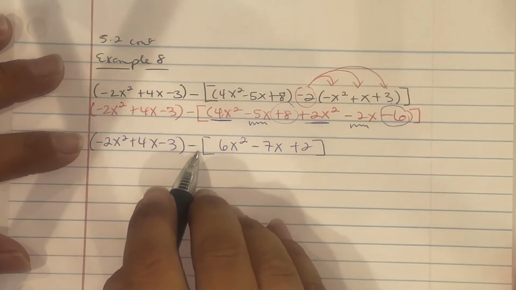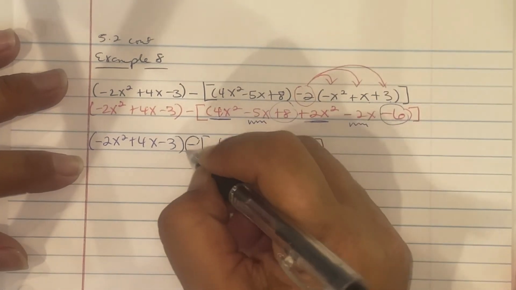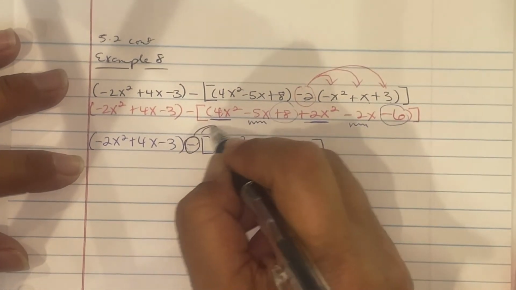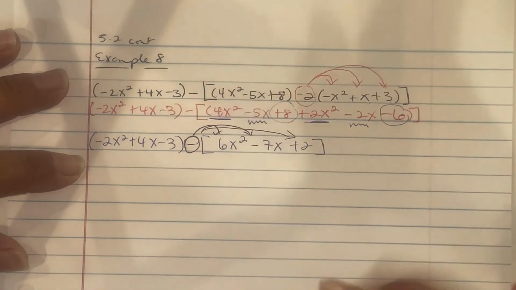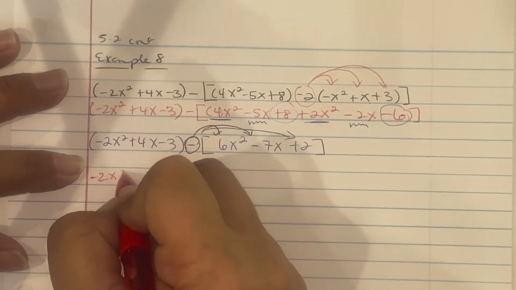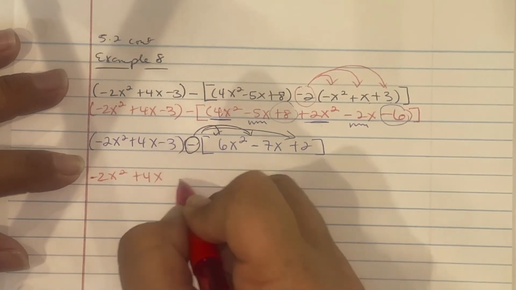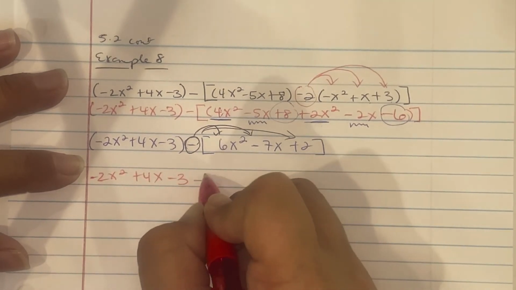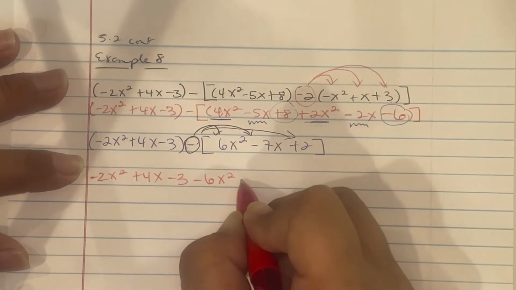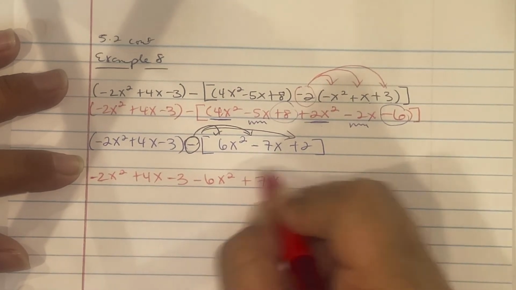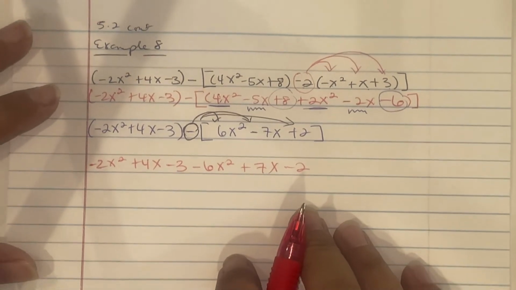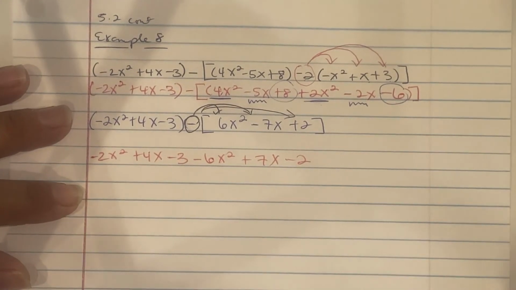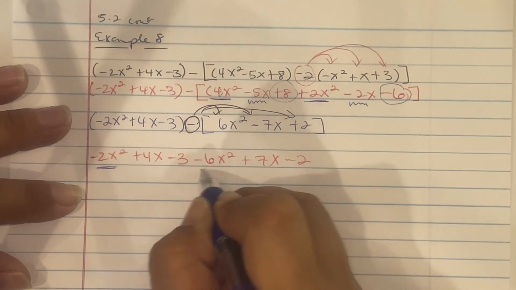Now we have a minus sign in front of the bracket. This minus sign needs to distribute. So we see negative 2x squared plus 4x minus 3 minus a 6x squared plus a 7x minus a 2. Everything is out. All you got to do now is combine like terms. Powers of 2 should come first.